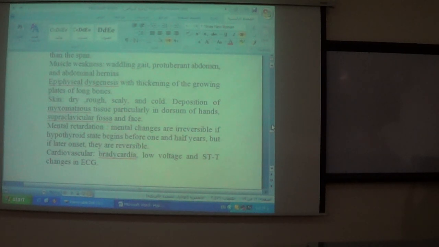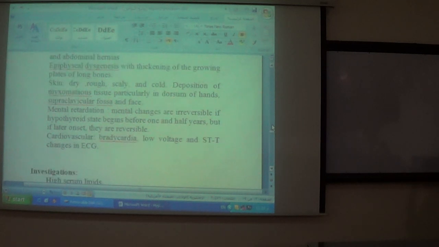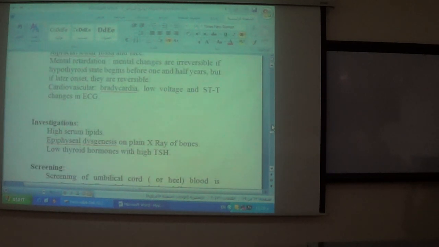Cardiovascular manifestations: bradycardia, low voltage, and ST-T changes in the ECG. Investigations to confirm our clinical diagnosis: high serum cholesterol levels, epiphyseal dysgenesis on X-ray, and low thyroid hormones with high or very high TSH.